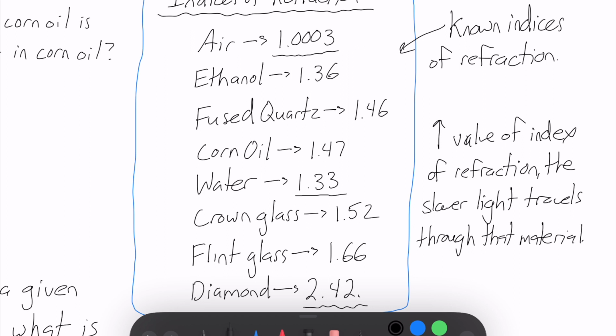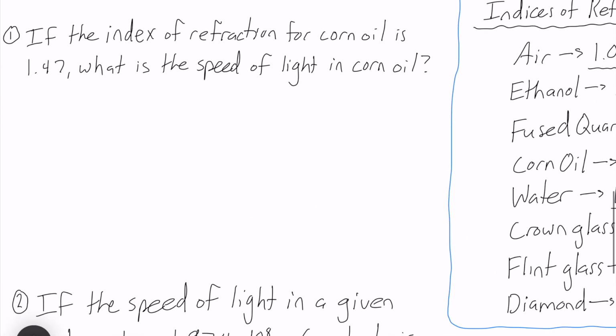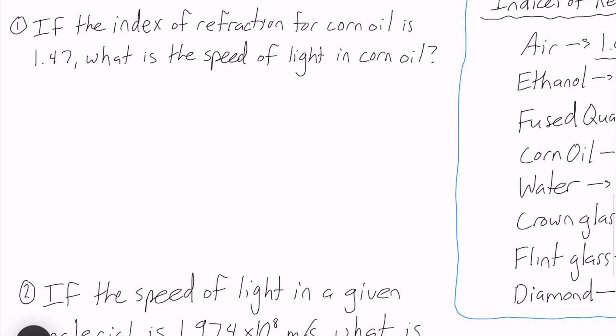There we go. Okay, so we have two examples that we can go through here. Number one, it reads, if the index of refraction for corn oil is 1.47, what is the speed of light in corn oil? So let's write down what we know here. The first and easiest thing to write down is our constant. So the speed of light in a vacuum, if you can remember that value, we just have 3.00 times 10 to the 8 meters per second.